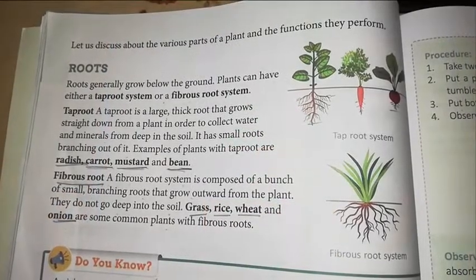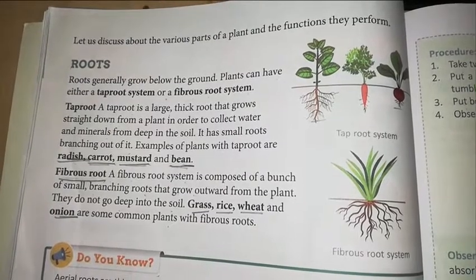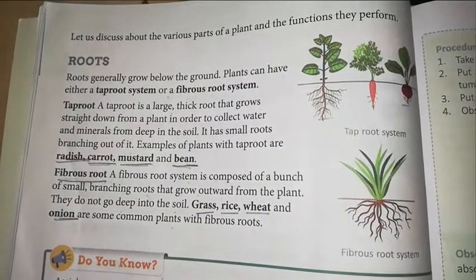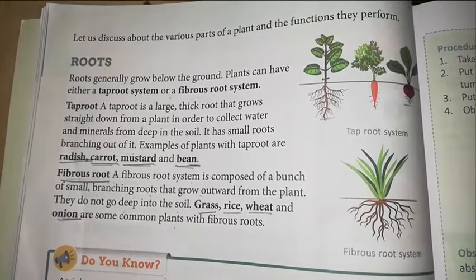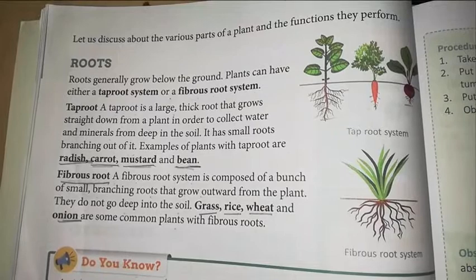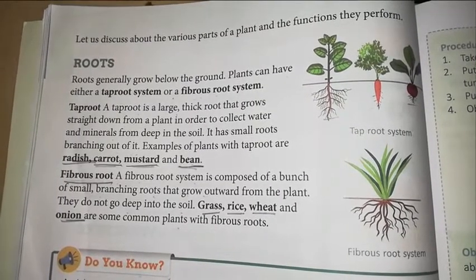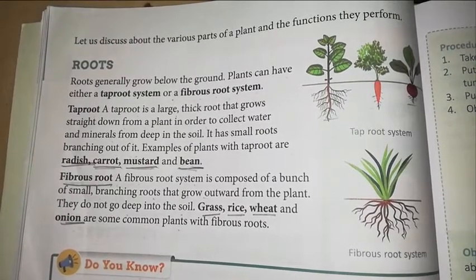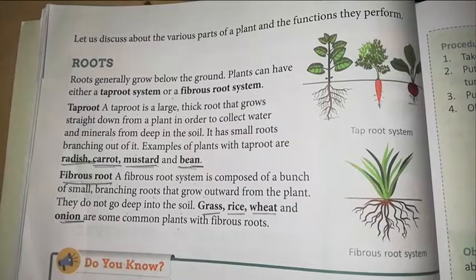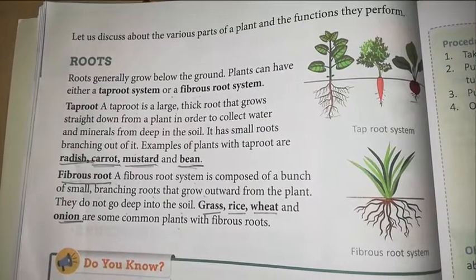Then we have studied about taproot and fibrous root. What is taproot? Taproot is a large and thick root that grows straight down from the plant deep into the soil in order to collect water and minerals. Small roots grow from it. Then we studied about fibrous root. Fibrous root is a bunch of small roots that grow outward from the plant.